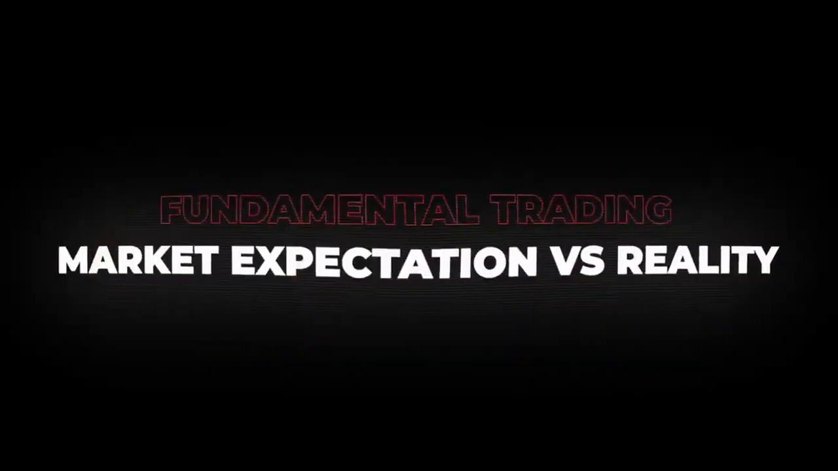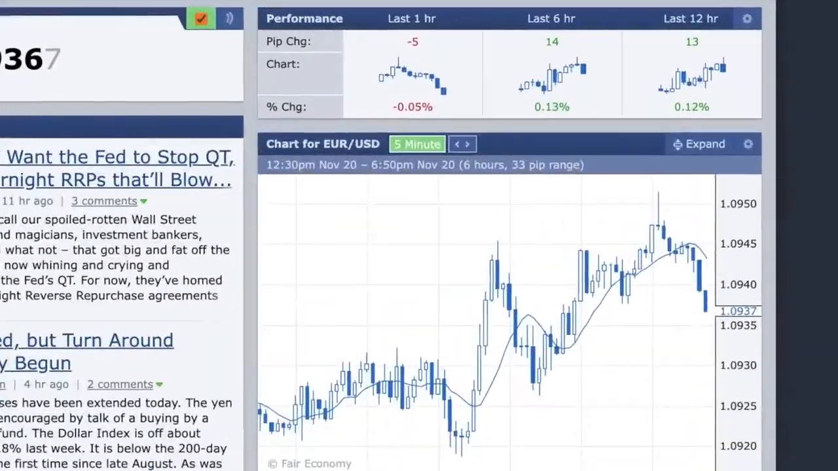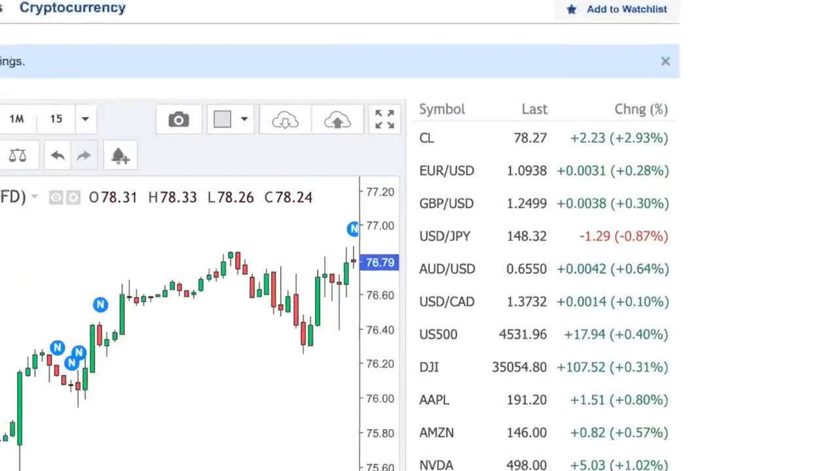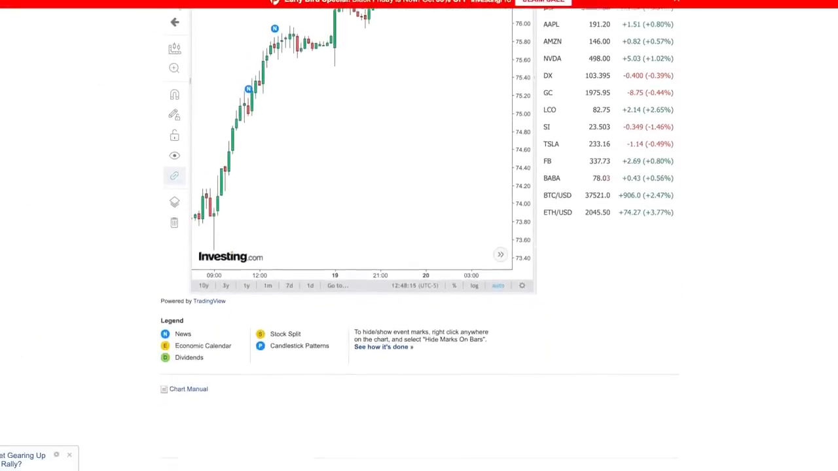The second disadvantage is market expectation versus reality. This is almost like saying what I ordered versus what I got. Sometimes USD might be weak on your Forex Factory, or maybe on your investing.com it might be red, and then you go on your chart, and it first goes down immediately, takes out your stop loss, and then goes straight to the upside, or first goes to the upside, taking out your stop, and then comes to the downside.